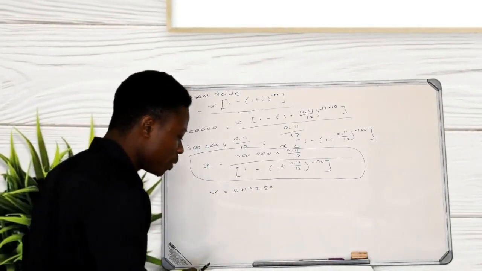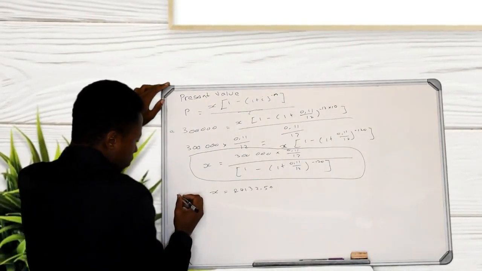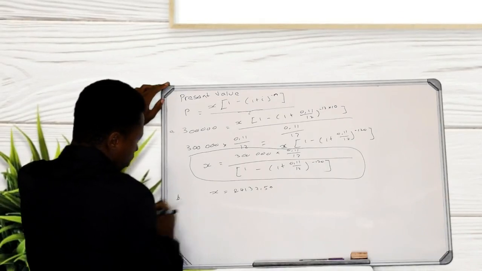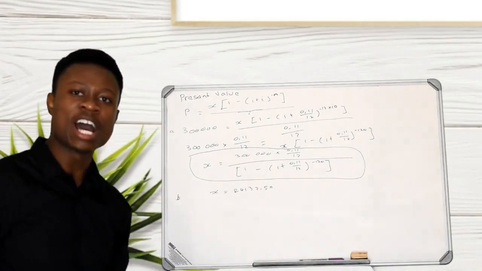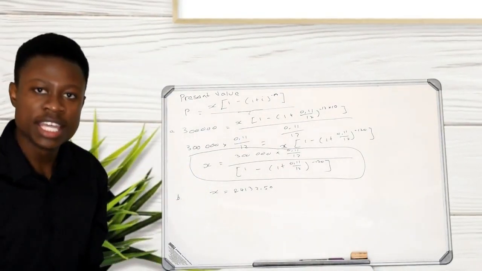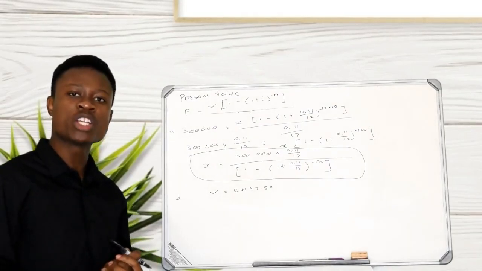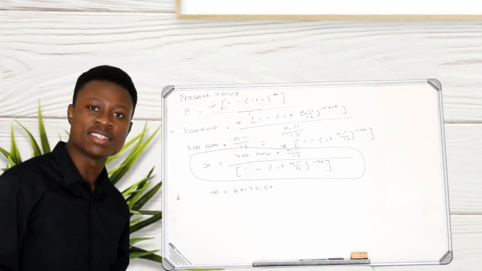The second part, B, is money outstanding. So it says how much money is outstanding after 6 years. That's the key concept right there, the outstanding. What does it mean? It means you change what N is.